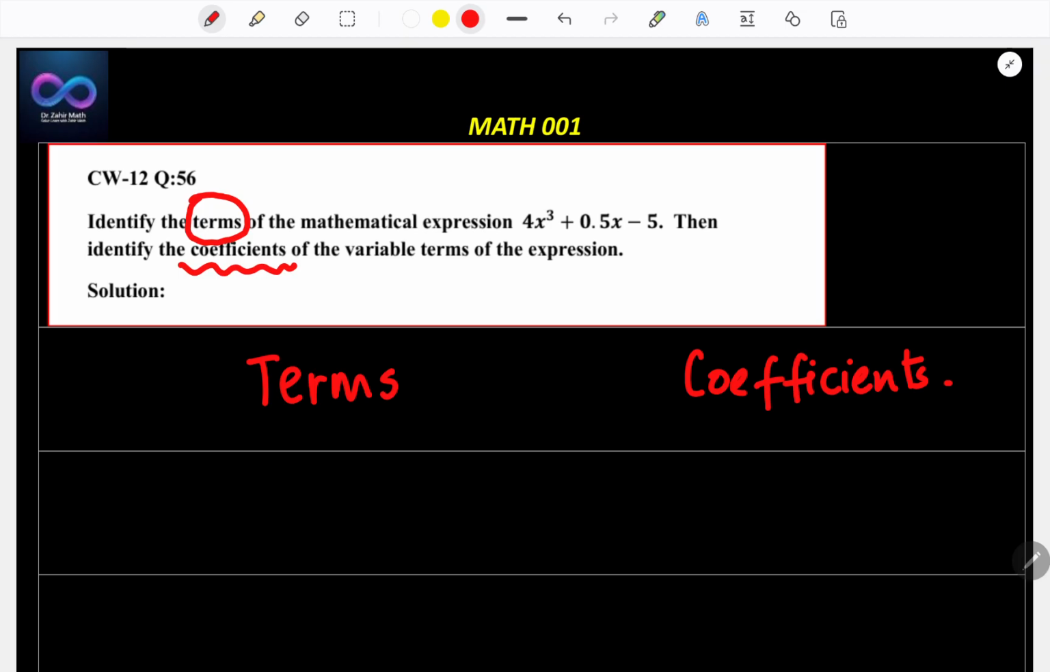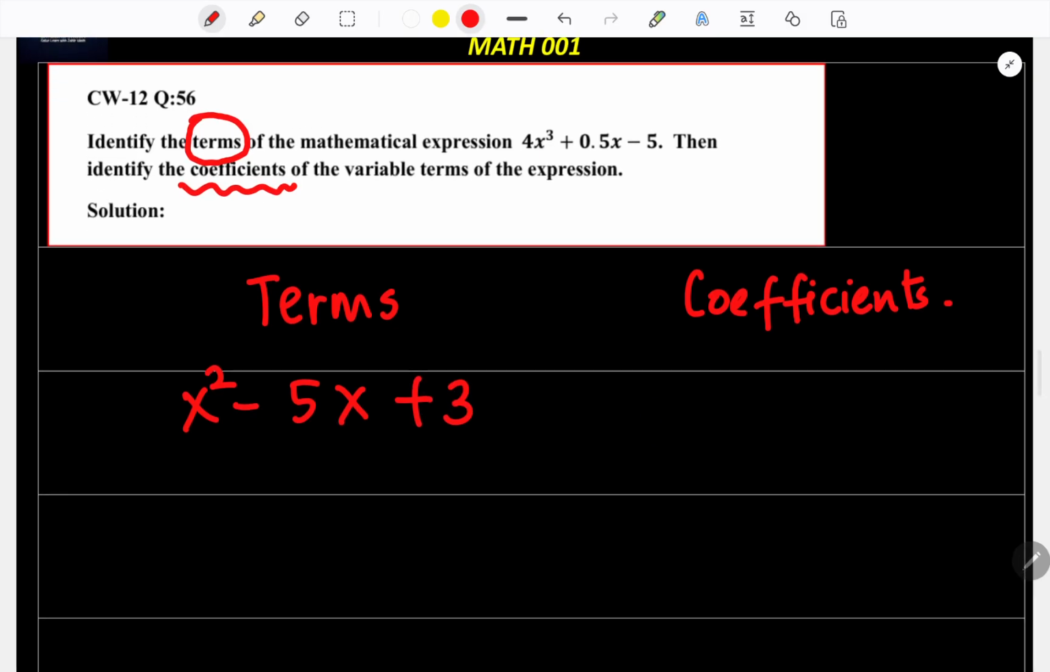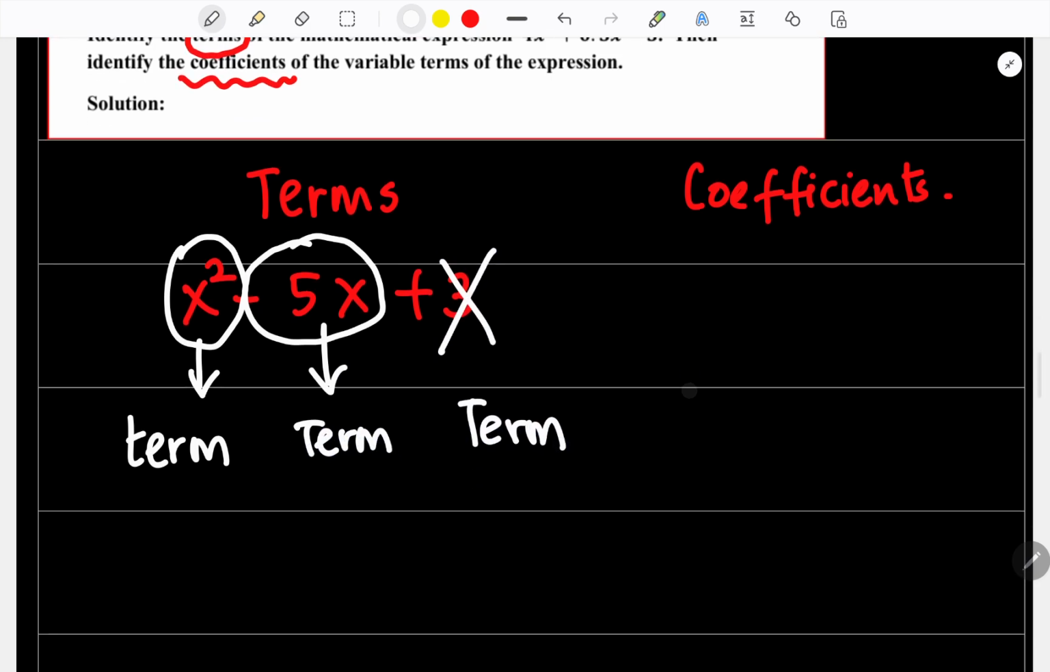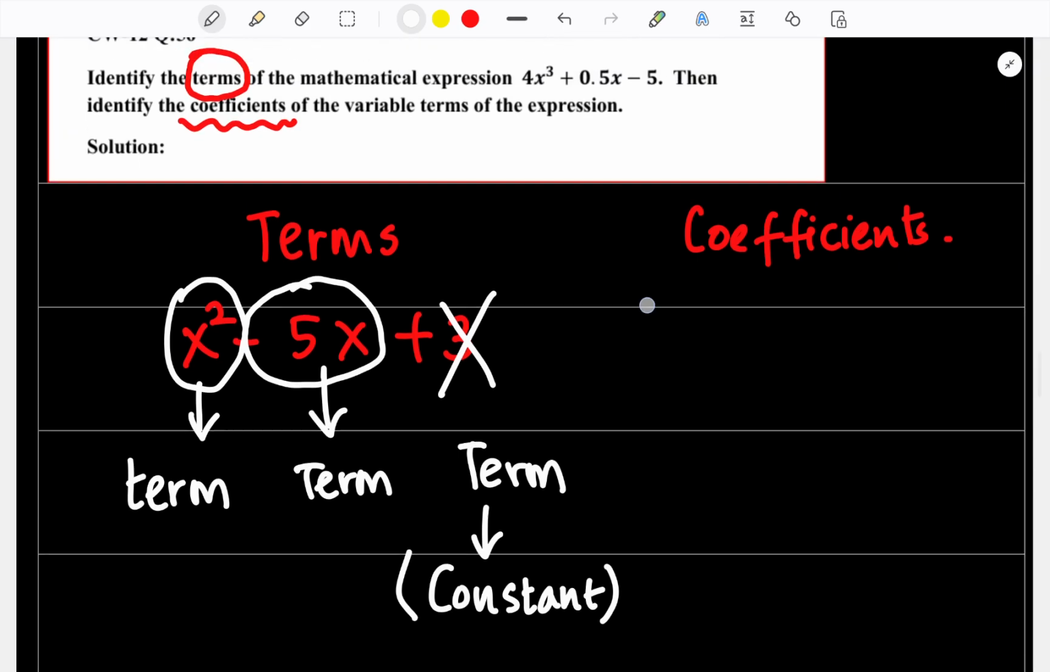What do you mean by terms? I give something: x square minus 5x plus 3. These are called terms. x square is a term, and negative 5x is a term. But this is not a term, because this is called a constant. Constant term. You should not say just term; you should say constant term.